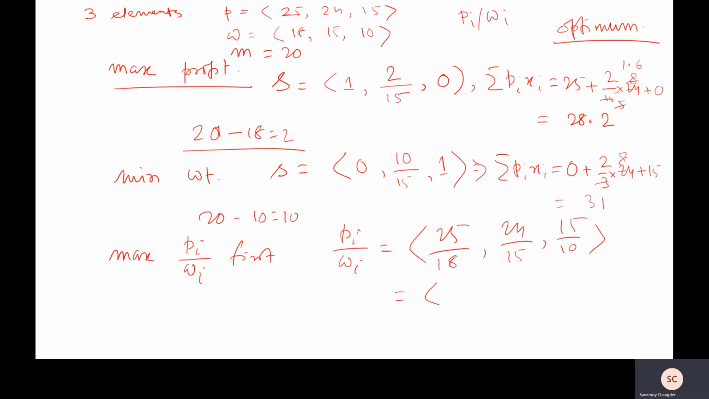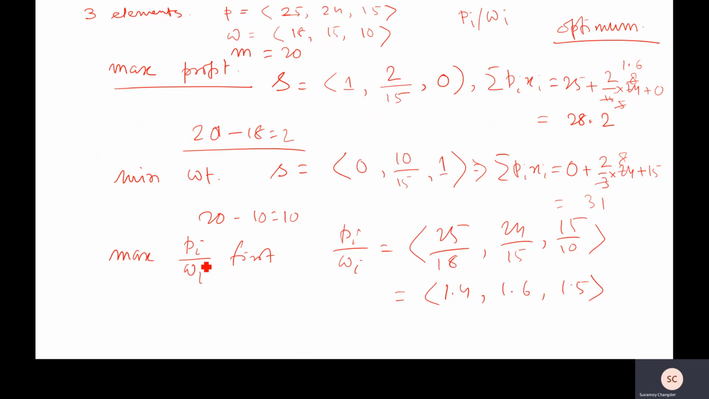Let us check. 25 by 18 is equal to 1.4. Then 24 by 15 is equal to 1.6, and this one is 1.5. So if we go in sorted order, the second element will come first, then the third element, then the first.